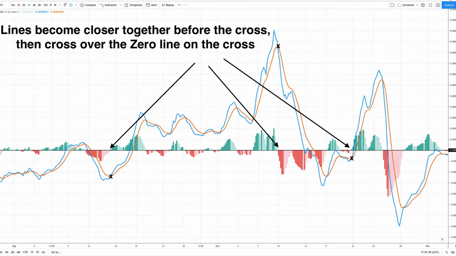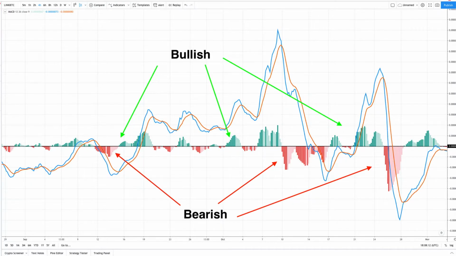So some people may use the histogram as a way of second guessing when the signal or cross is going to come. When the MACD and the signal line are above the zero line, the market is thought to be in a bullish mode. It's going up. The trend is up. When the lines are below the zero line, the market is thought to be in a bearish mode and the trend is down and the market is sliding. This will make a lot more sense when we look at a real example.